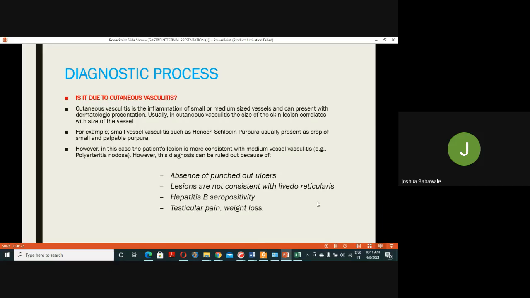Also, this patient's case is similar to a medium vessel vasculitis, for example, polyarteritis nodosa. However, in this case, we are not seeing the rash as a livedo reticularis type, where you see a net-like, lace-like purplish rash in the legs. We also don't have any sign of hepatitis B seropositivity. The patient also didn't complain of any testicular pain or weight loss. Next slide, please.